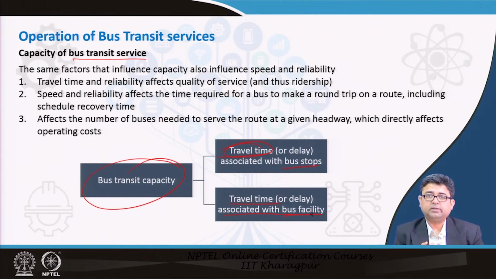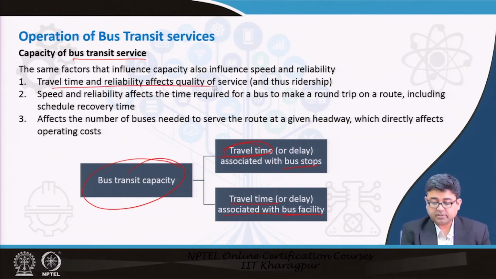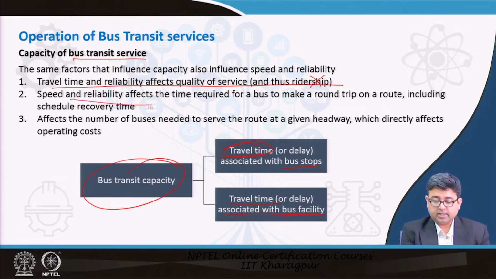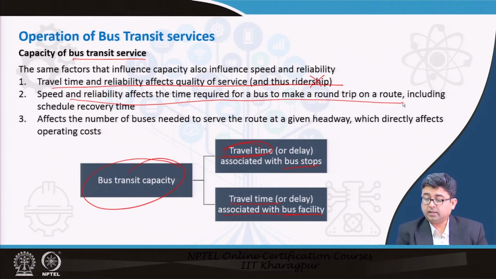Capacity we usually think of as the number of people you can fit in your bus service, but usually it is the number of people that cross a certain point in a given amount of time. Remember the definition of speed and travel times. Travel time and reliability affect the quality of service. If you have unreliable or very high travel times, then people will not ride your public transportation system. Speed and reliability also affect the time required for a bus to make a round trip.